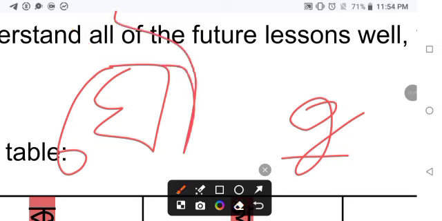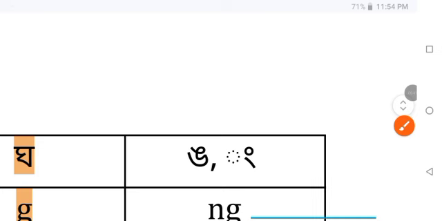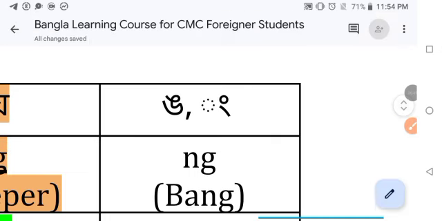This is go. Okay, go. And as for the last one, the ing sound, we don't really use vowels along with this because it doesn't make sense in English or Bangla.